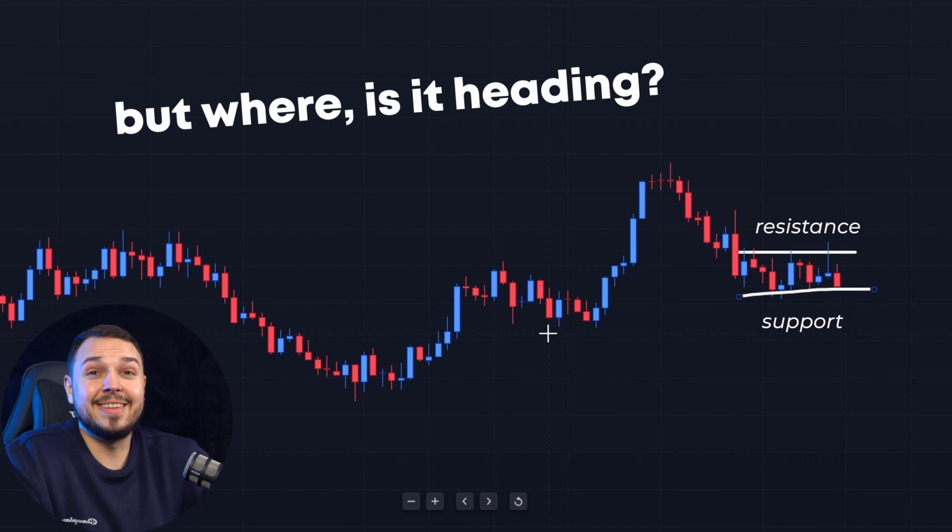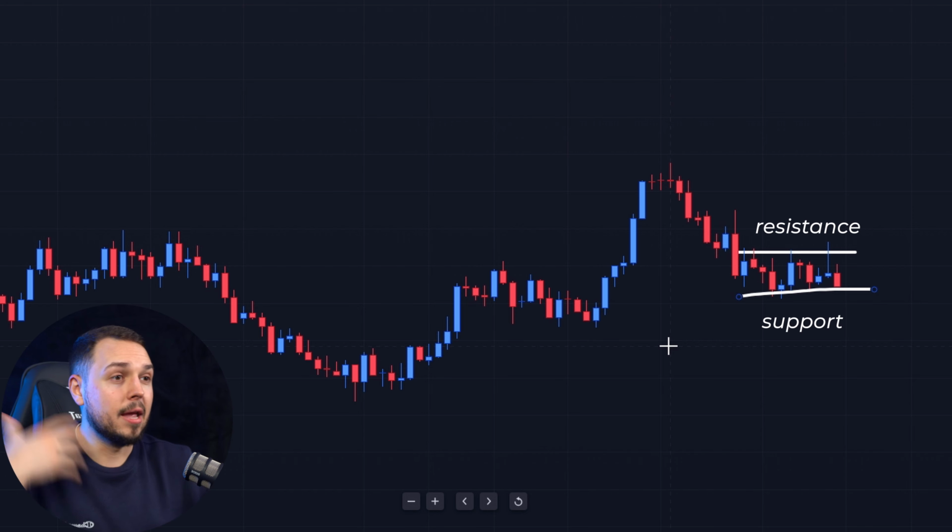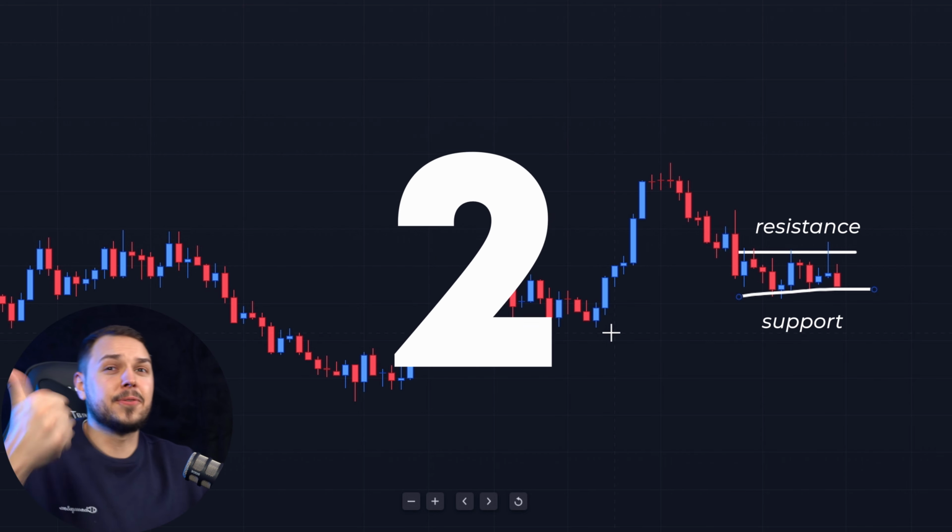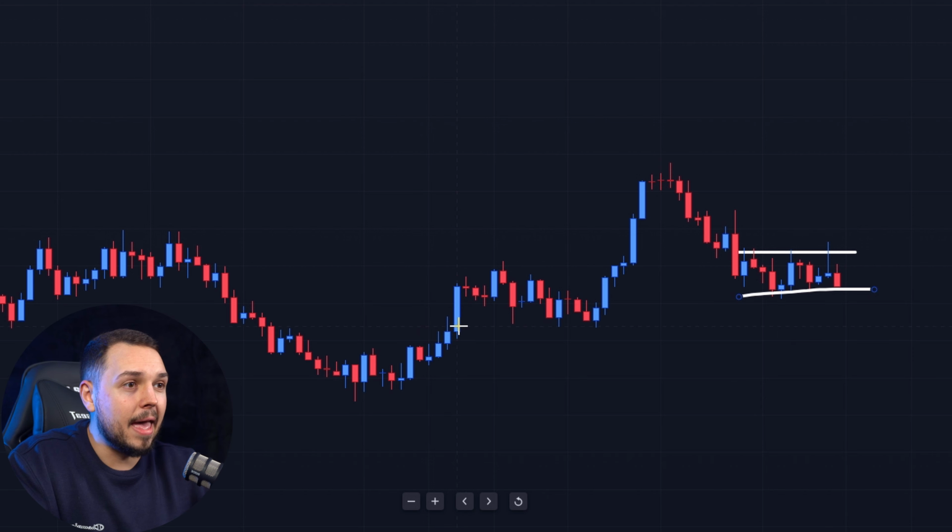But where is it heading? Where is the next level? Can you guys tell me? I'll give you 3 seconds. 3, 2, 1. This is the area zone we are currently aiming for, right?